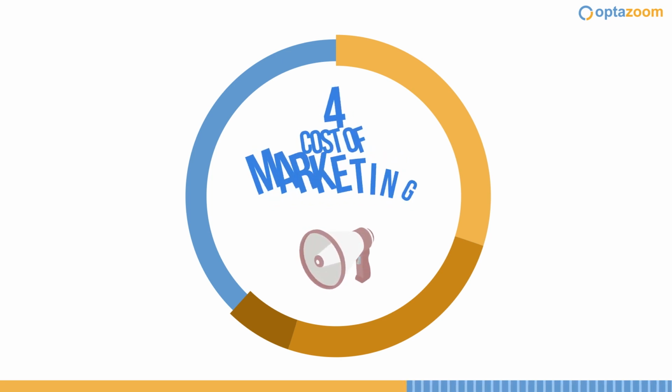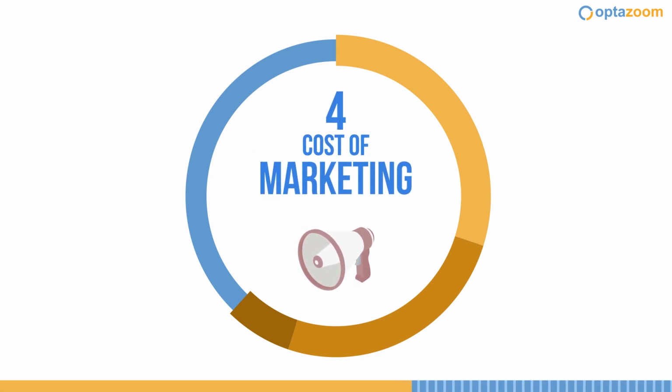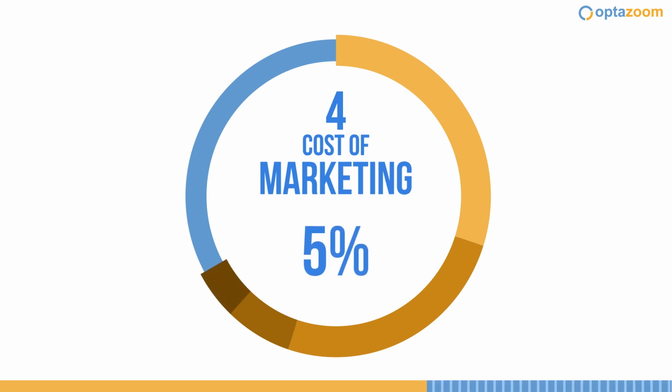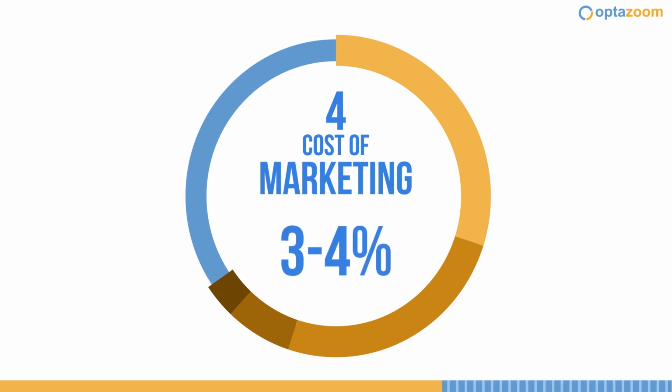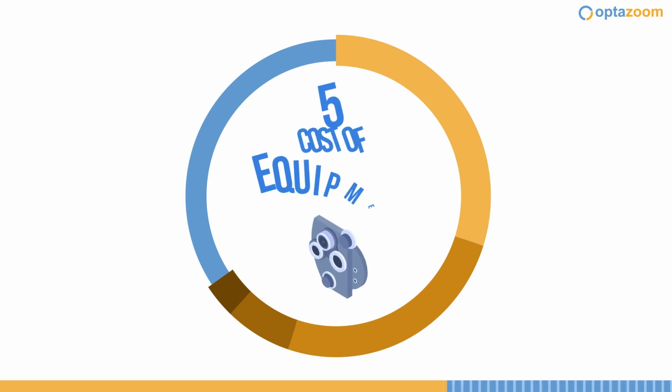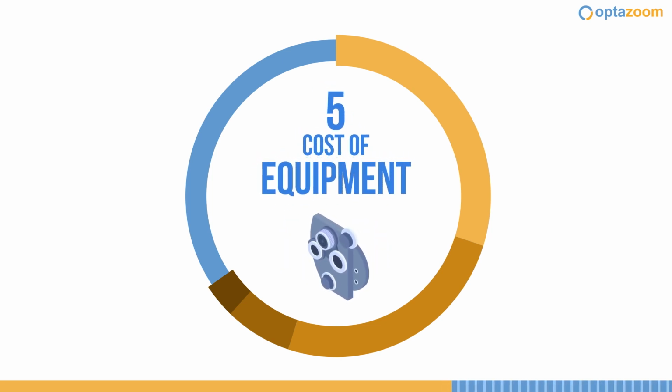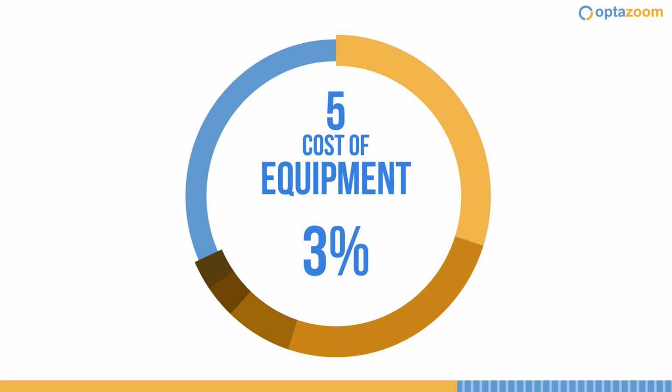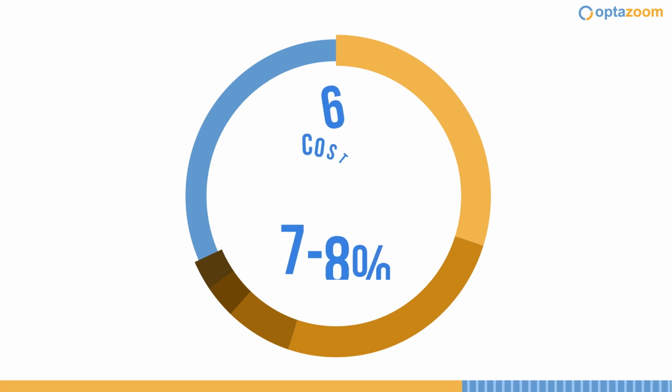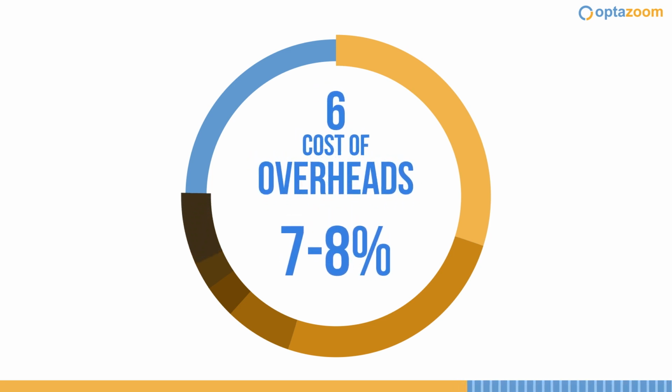And then marketing, especially in new practices, when you're in a high growth mode, you're going to have a higher percentage of marketing costs, maybe about 5%. But in an established practice where you already have a lot of patients coming in, you might be around 3 or 4%. Equipment, you want to make sure that your debt service on all your equipment doesn't exceed 3%, and general overhead about 7 or 8%. So that's utilities and phone, things like that.